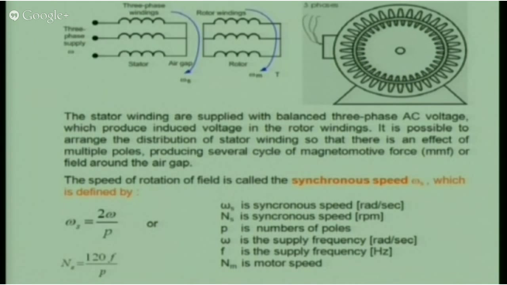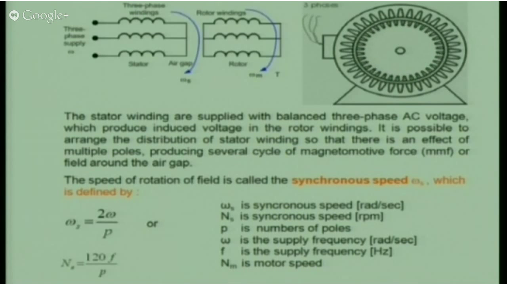It is angular form omega s, but otherwise in rpm it is Ns, and it is identified as omega s = 2ω/p, where p is the number of poles, and in Ns form it is 120 f by p. Theek hai, to ye aapka universal equation hai, isi se sara control aapko karna padta hai.